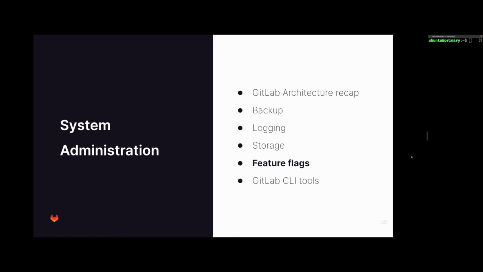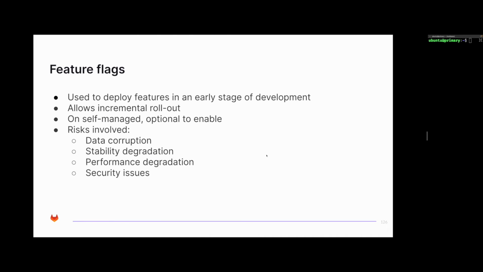Then have a look at feature flags. Feature flags are used to deploy features in an early stage of development. So if we have an experimental or a beta feature, we can already bring it into the tool, but then disable it through a feature flag so that people can enable it or disable it on their own. This allows us on GitLab.com to incrementally roll out these features. So we roll it out on a single group, or for example, first on our own group and then on customer groups. And for self-managed, it's the same way, but then it's up to the customer to decide whether they want to enable such a feature or not.